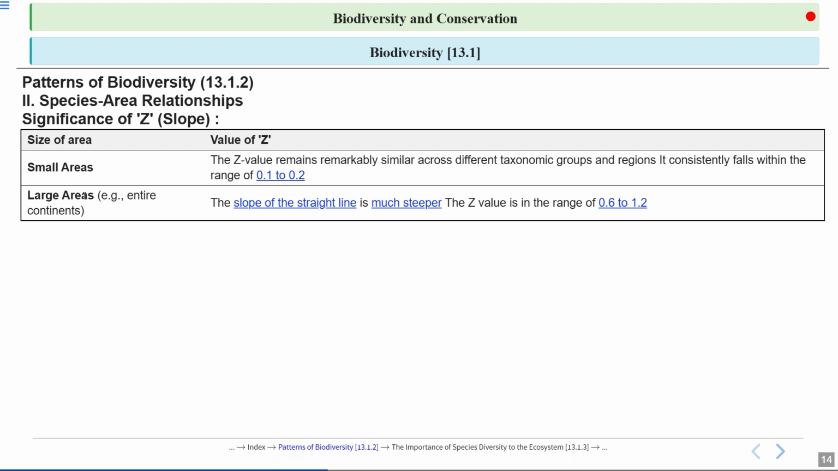In smaller areas, the Z value will be low. And we have already discussed what the Z value tells you about. It tells you how quickly the number of species, the species richness, is increasing as you increase a particular area.